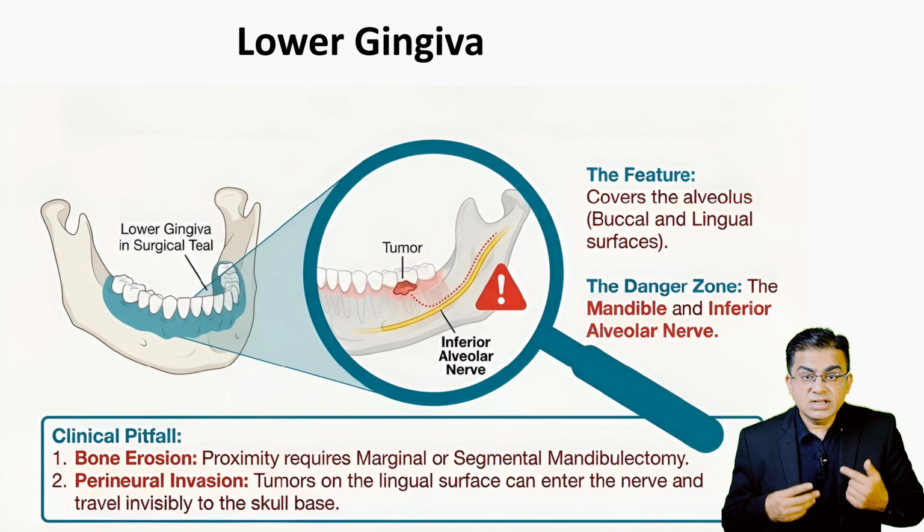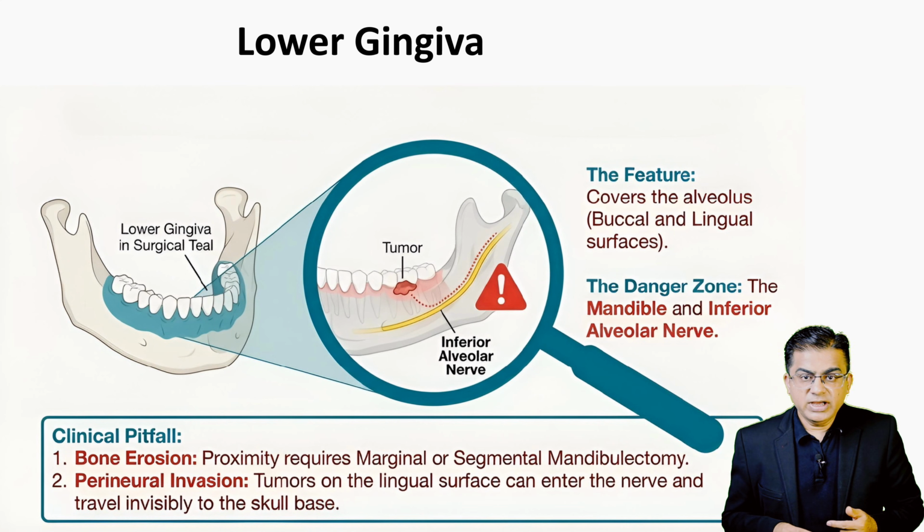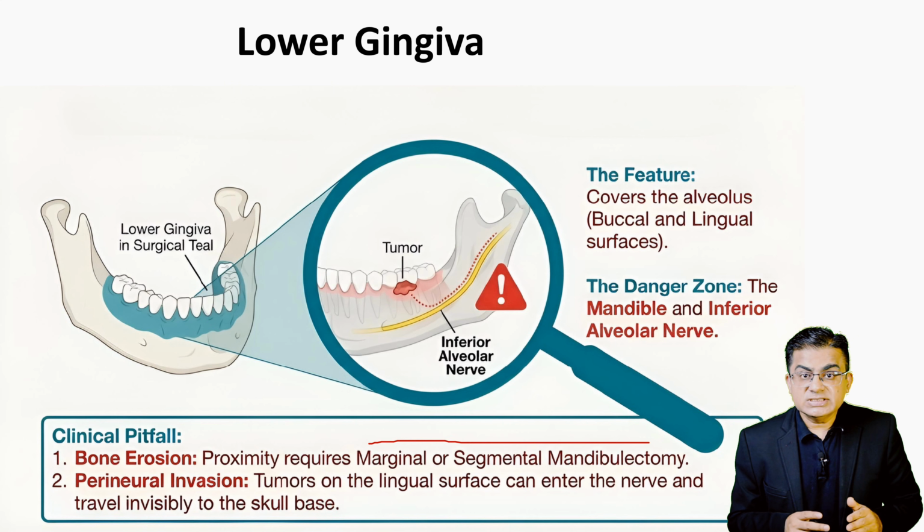Let us drop down to the lower gingiva. Here you have mucosa covering the mandible. We worry about two things here. One, high risk of bone erosion. If you have a small tumor sitting over the gingival mucosa, there is a high chance of cortical bone erosion. Hence, you cannot just do a wide excision here and save the mandible. You often need a marginal or sometimes segmental mandibulectomy.